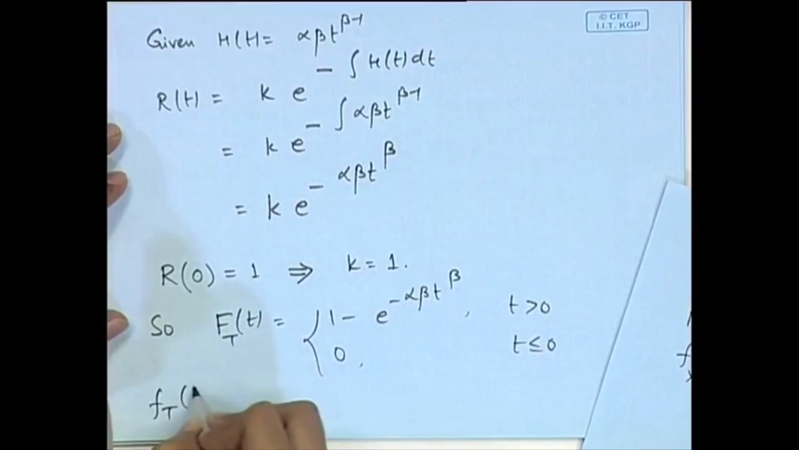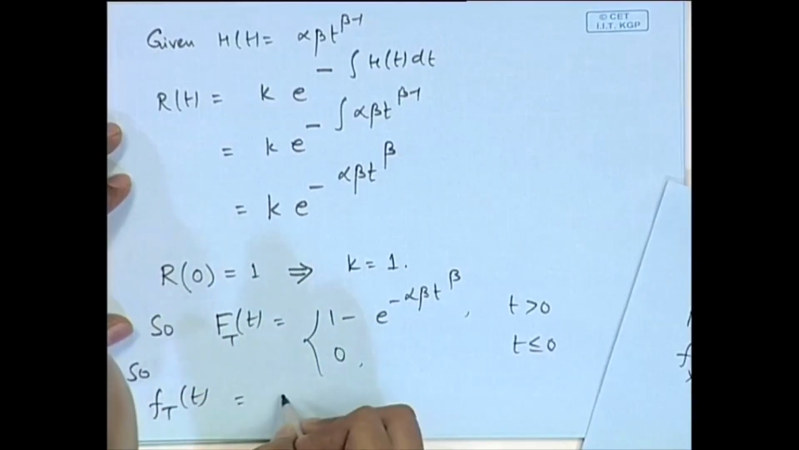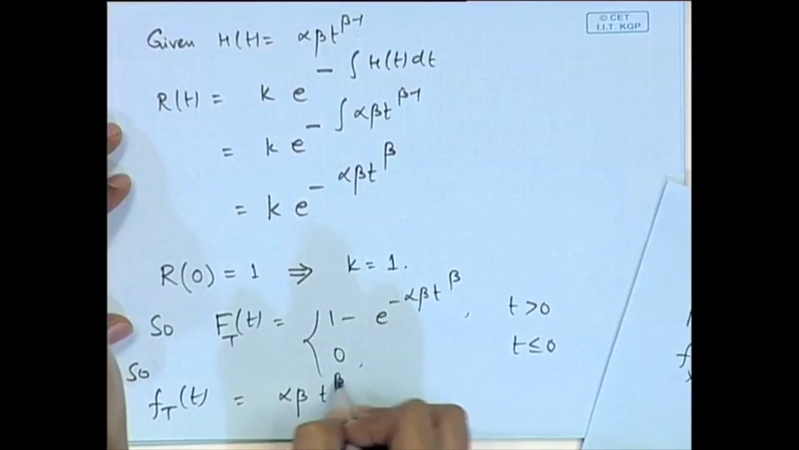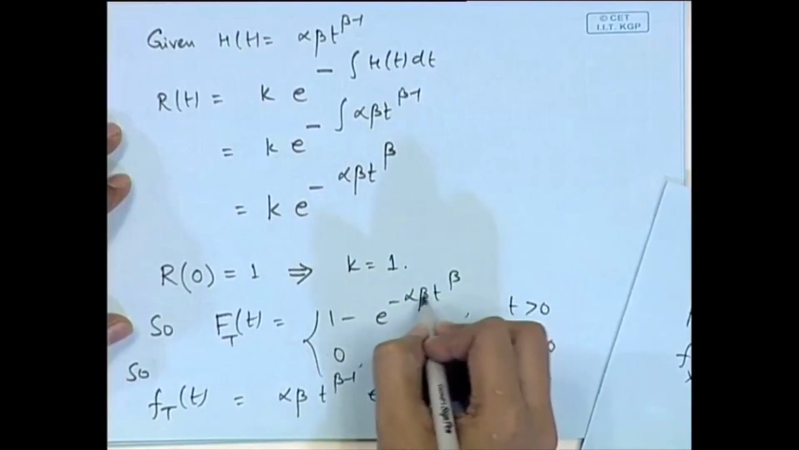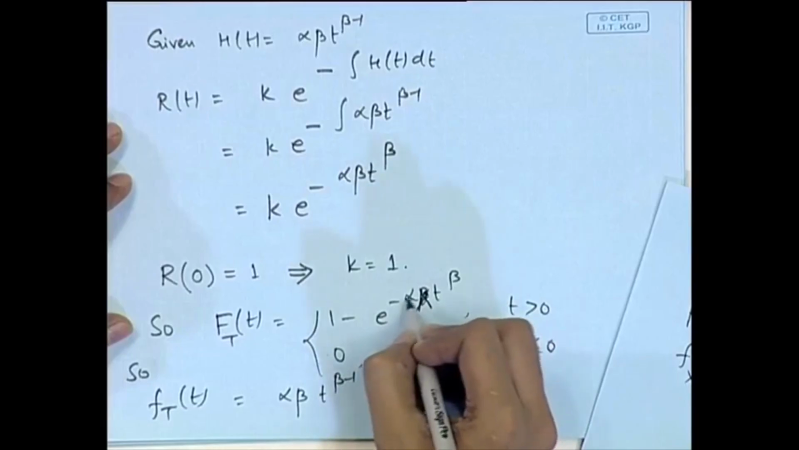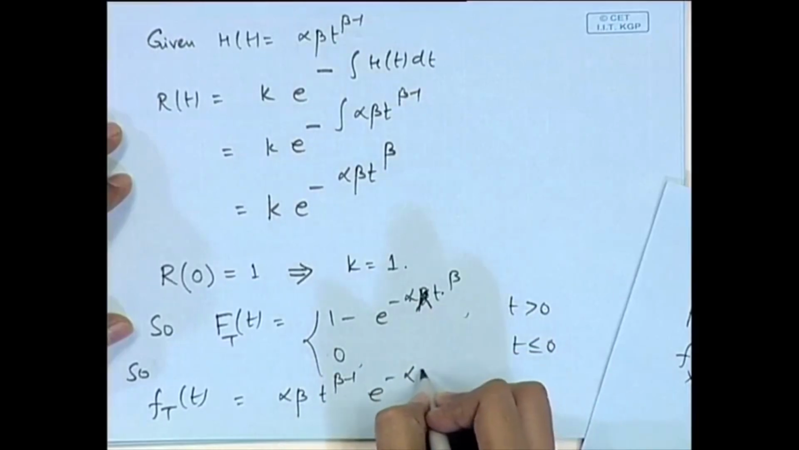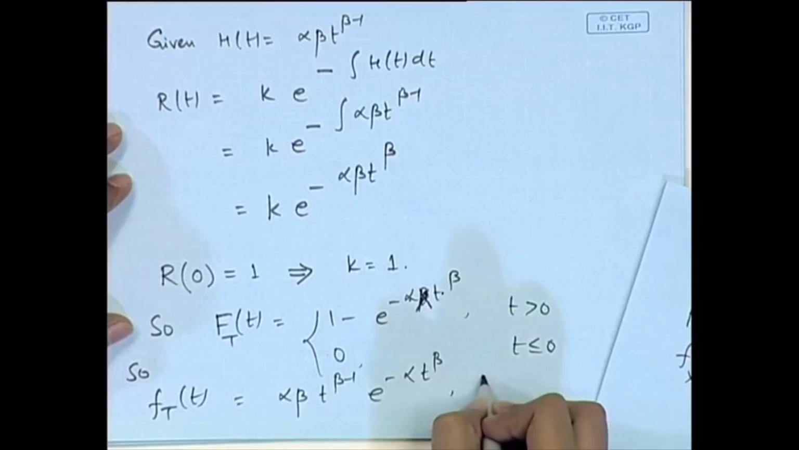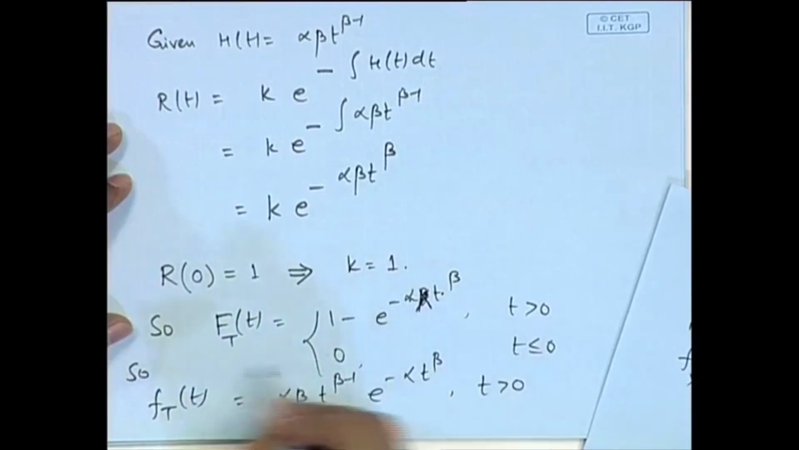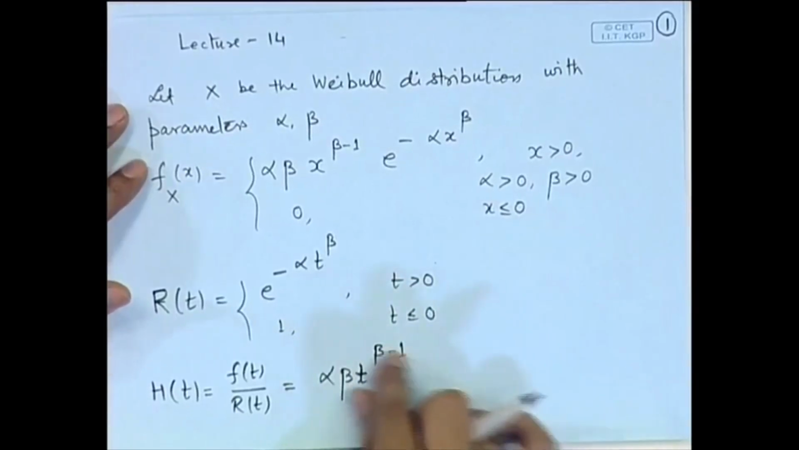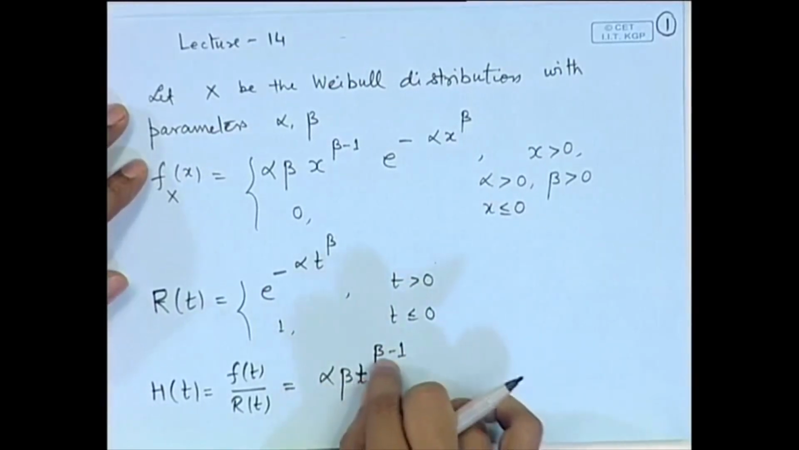So, the density function is equal to alpha beta t to the power beta minus 1 e to the power minus alpha t to the power beta, which is nothing but the probability density function of the Weibull distribution. So, this discussion shows that for the Weibull distribution, the form of the hazard rate is of a polynomial type of function, alpha beta t to the power beta minus 1.